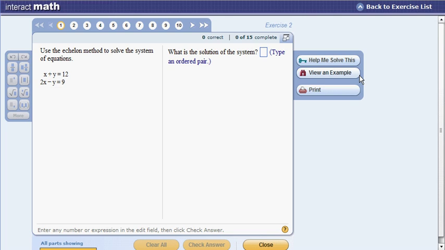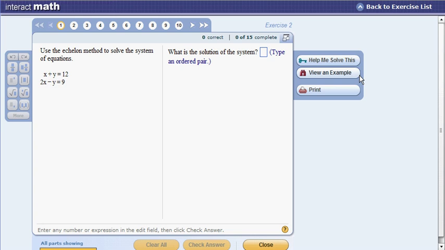Aloha, I'm here to show you how to use the InterActMath website, which is the online companion to our textbook, to help you learn how to use the website and the tutorials, and also in this video to show how to solve a system of two equations using the echelon method.